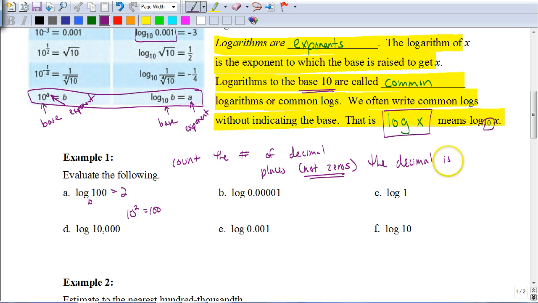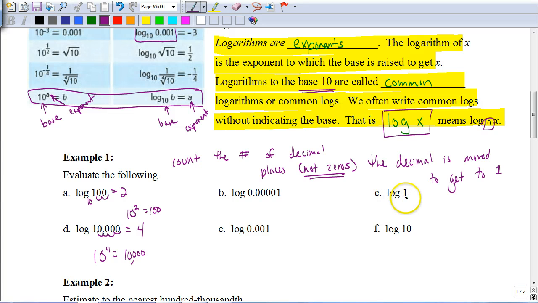We count the places the decimal is moved to get to 1. Going back to part A here, here's my decimal. If I move the decimal place 2 places to the left, it's going to be 2. So the common log of 100 would equal 2. Here, an easy way to do it, I'd move the decimal 4 places to get to 1. So my answer here would simply be 4, because 10 to the 4th power, sure enough, is 10,000.